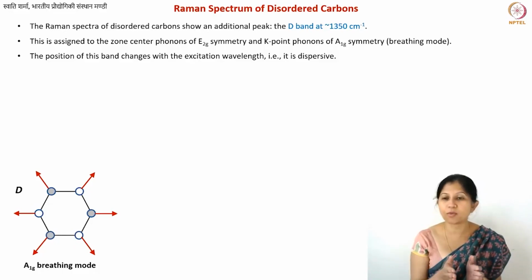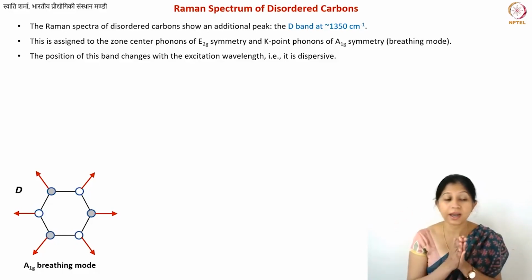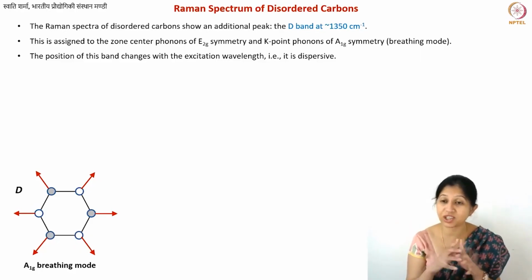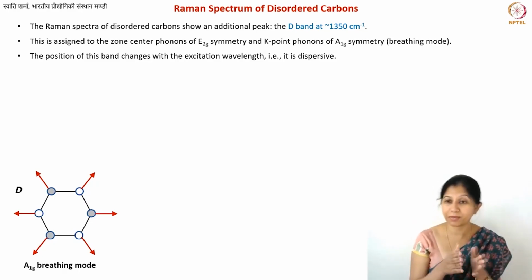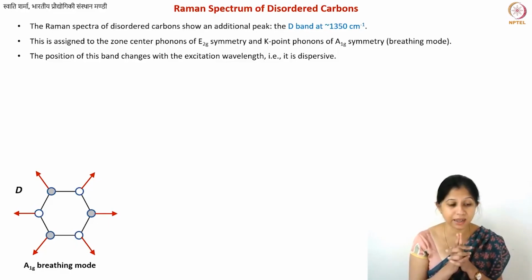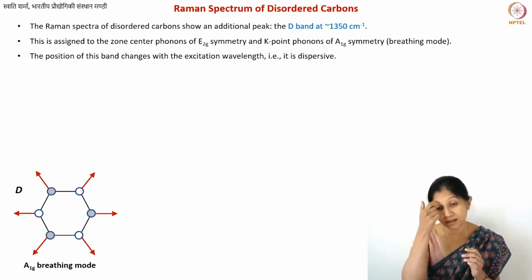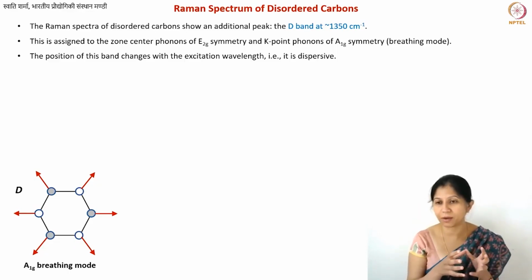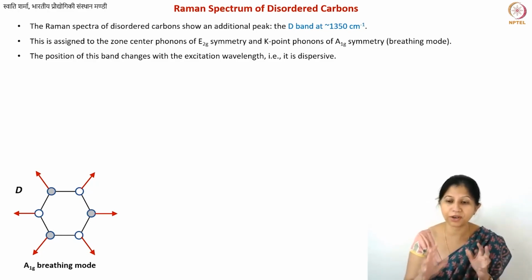So if you move from 515 to 632, the position and even the intensity of your D band can change. That does not happen to the G band. The G band remains there, but this particular band is dispersive. But there are exceptions. This does not happen so much in the case of UV excitation. The entire process slightly differs when you have UV excitation, so often you don't use UV.